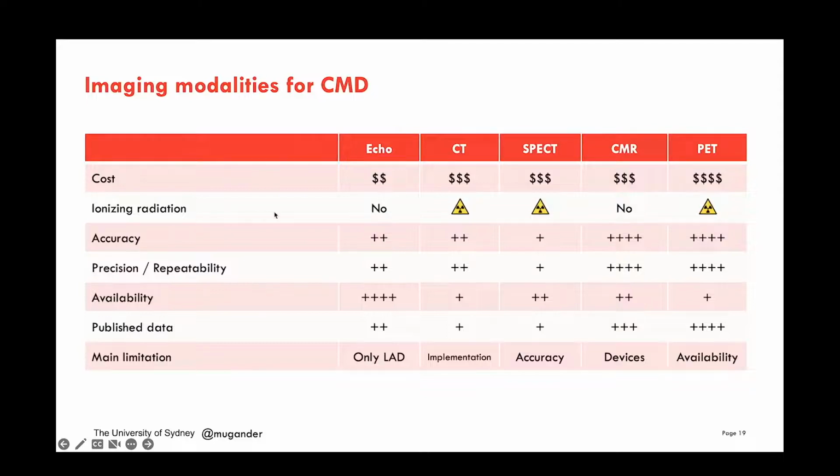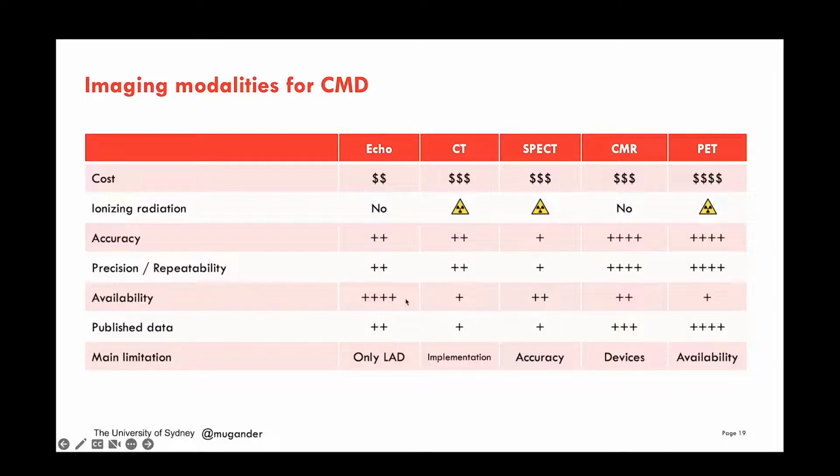The accuracy is decent for echo, decent for CT, but there are challenges for both of them, mostly attributable in the echo space to not covering the entire LV when you're just measuring in the LAD. SPECT probably has the poorest accuracy, and CMR and PET are now considered equivalent. When it comes to precision, there is a fair precision for both echo and CT, poor for SPECT, and also excellent for CMR and PET, likely mirroring the accuracy as well.